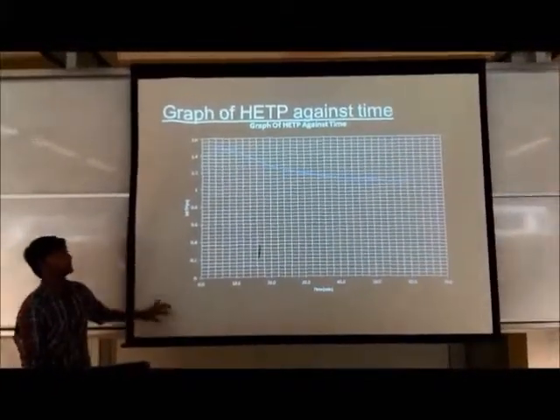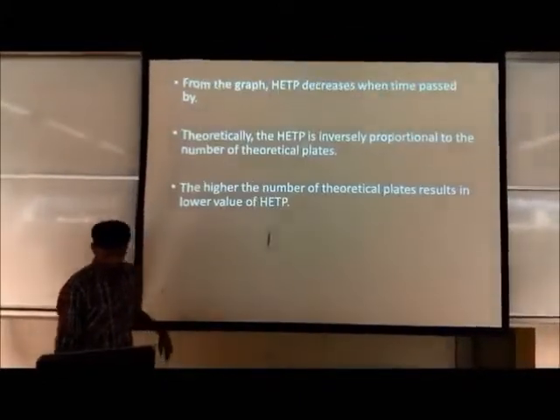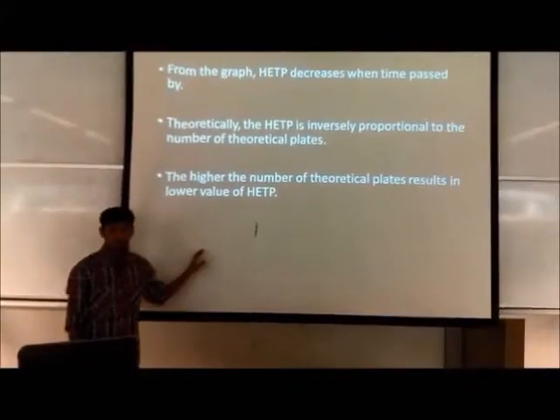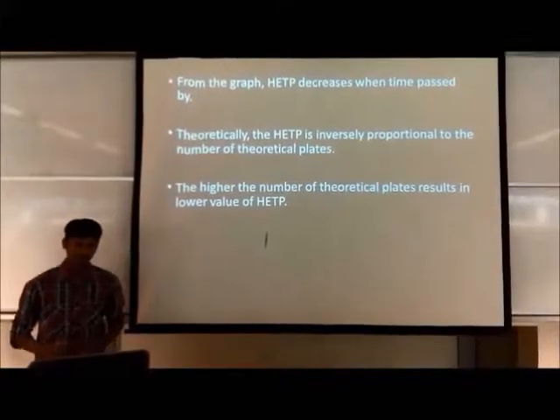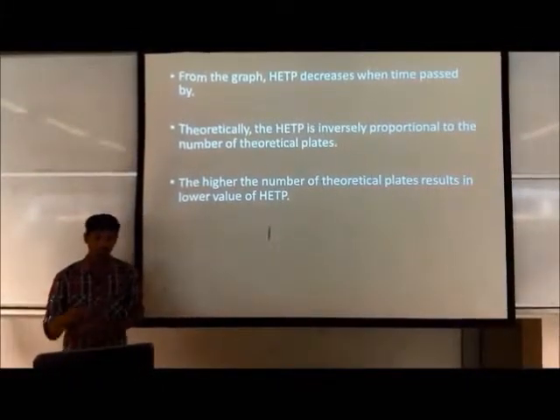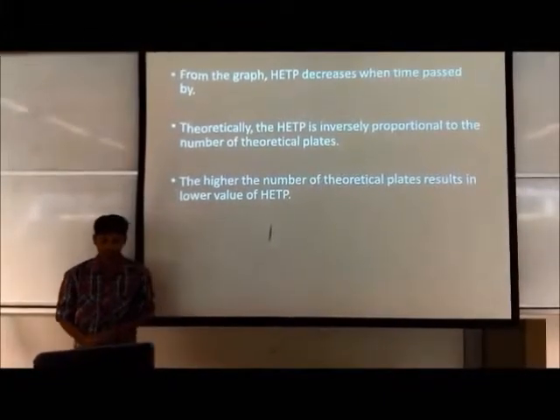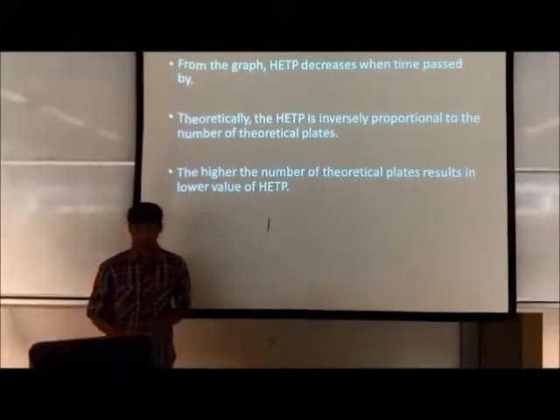As you can see, this is the graph of HETP against time. From the graph, we can see that the HETP decreases as time passes by. Theoretically, HETP is inversely proportional to the number of theoretical plates. The higher the number of theoretical plates, the lower the value of HETP.